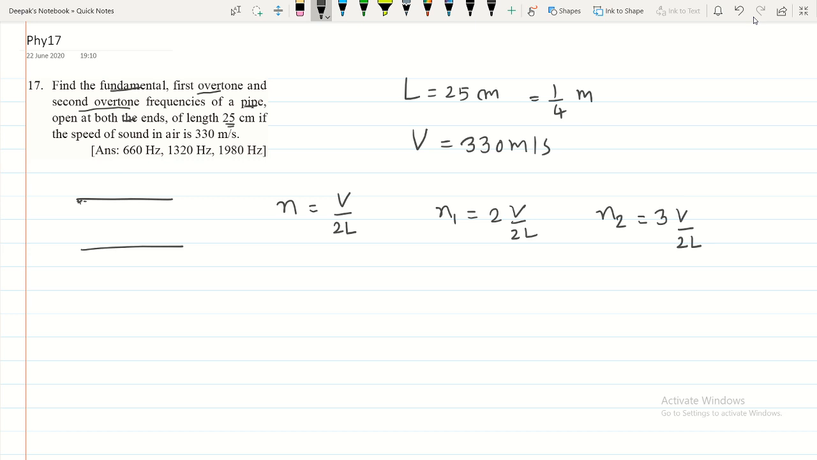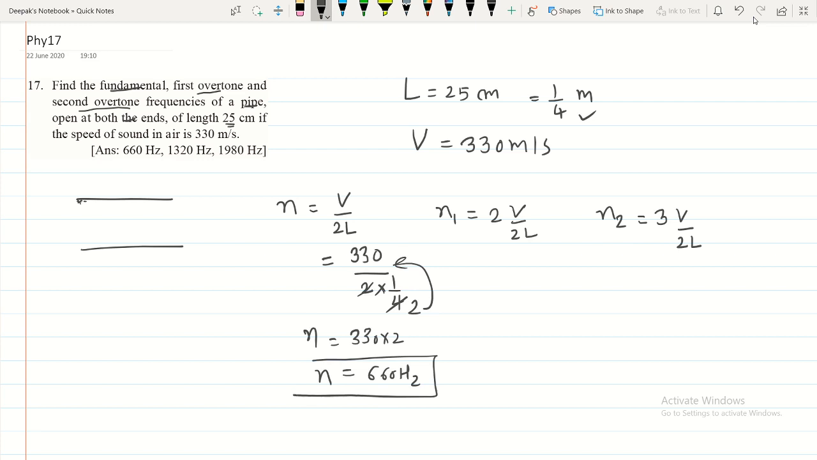So first of all, just try to find this factor. V is equal to 330 divided by 2 into L, where L is 1/4 meter. So 2 ones are 2, 2 twos are 4, this 2 will go to the numerator. So n will be equal to 330 into 2, that is equal to 660 hertz. So this is nothing but the fundamental frequency, or the frequency of the first harmonic, and that is the answer.